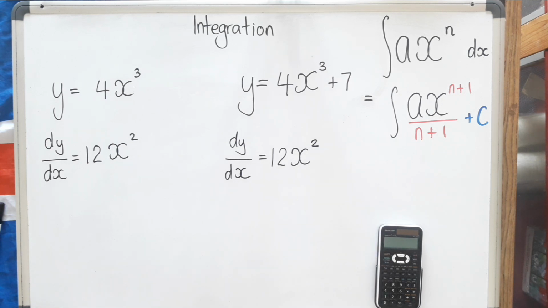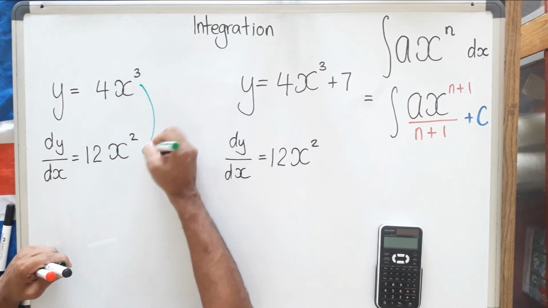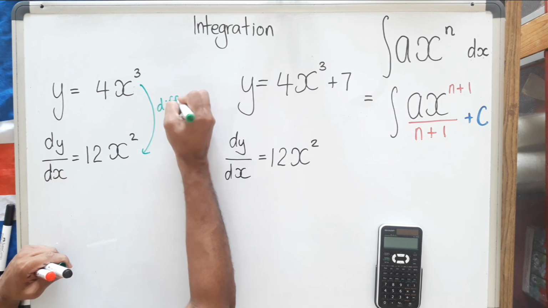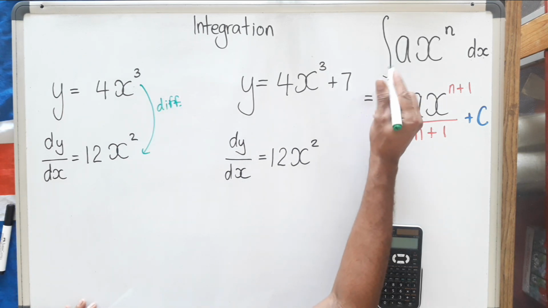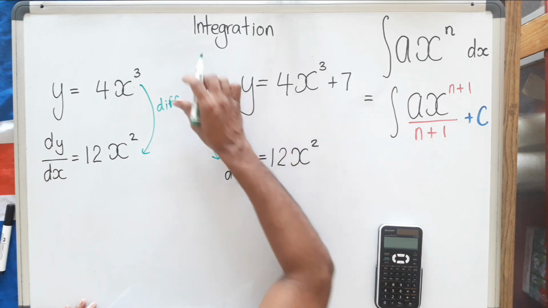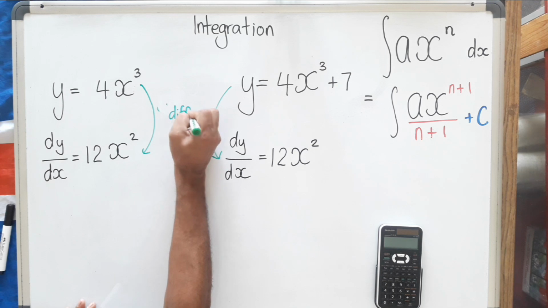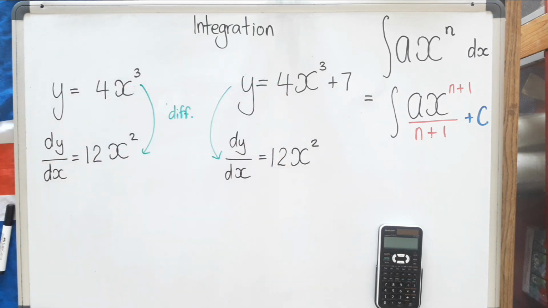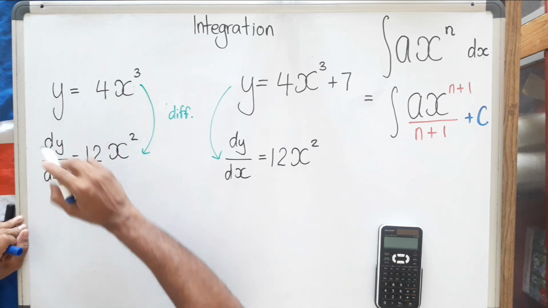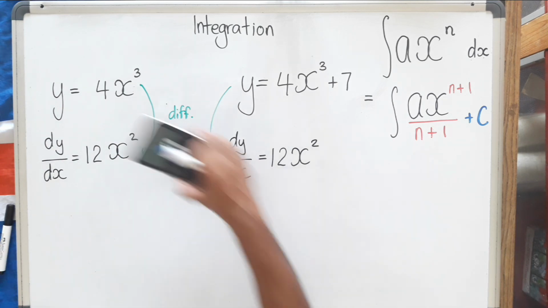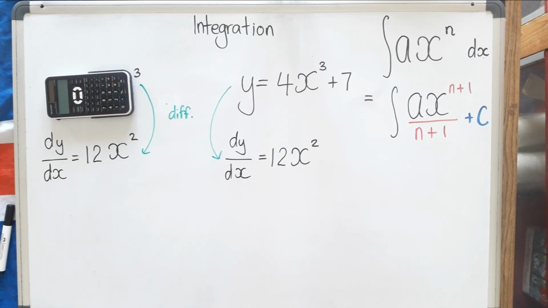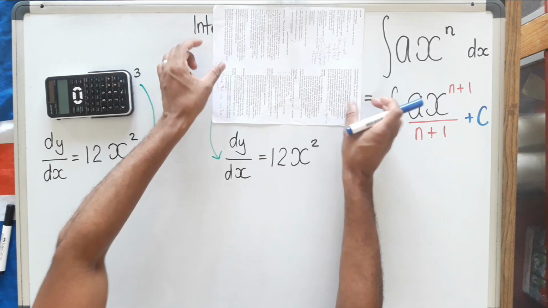So what does this have to do with integration? Remember, when we go downwards, we are differentiating. But remember I told you integration is the opposite of differentiation. So that means if the examiner were to give me dy dx, so let's say somebody now walked into the room and he saw dy dx is equal to 12x squared.